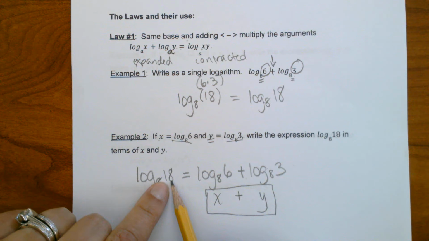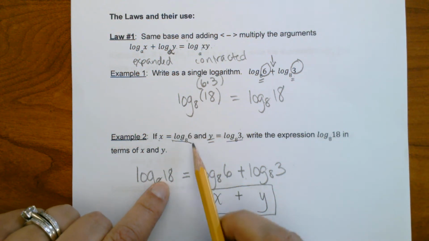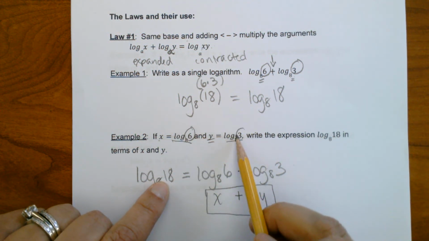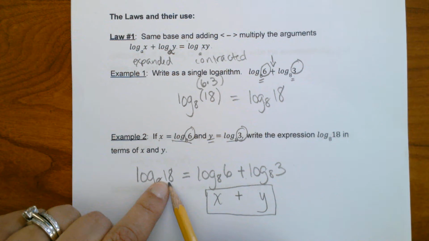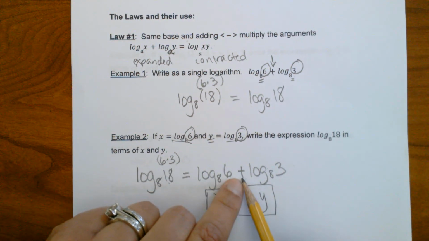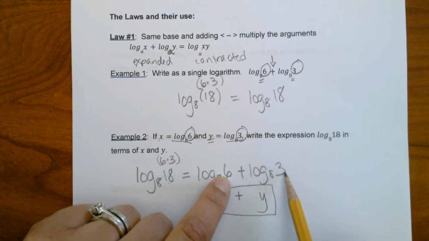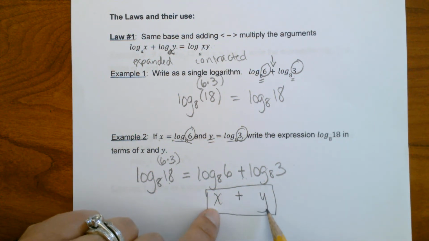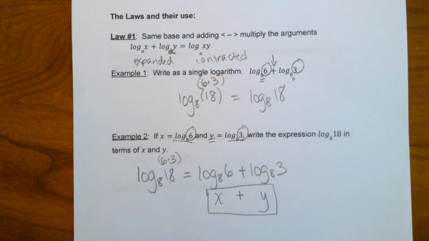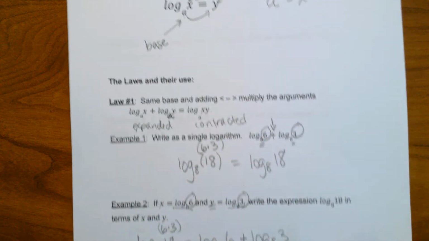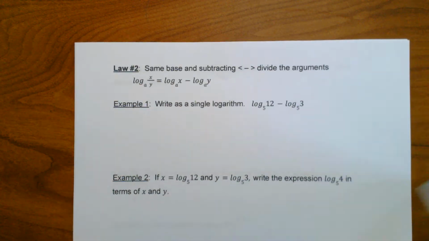So the first thing that we did was we looked at 18 and we said, okay, what can I do with 6 and 3 to get 18? And you notice, well, 6 times 3 is 18. That times really turns to that addition. We wrote the 2 logs, log 6 and log 3. When we add those logs together, x plus y, we get back 18. Okay, let's keep going. Let's try another example.